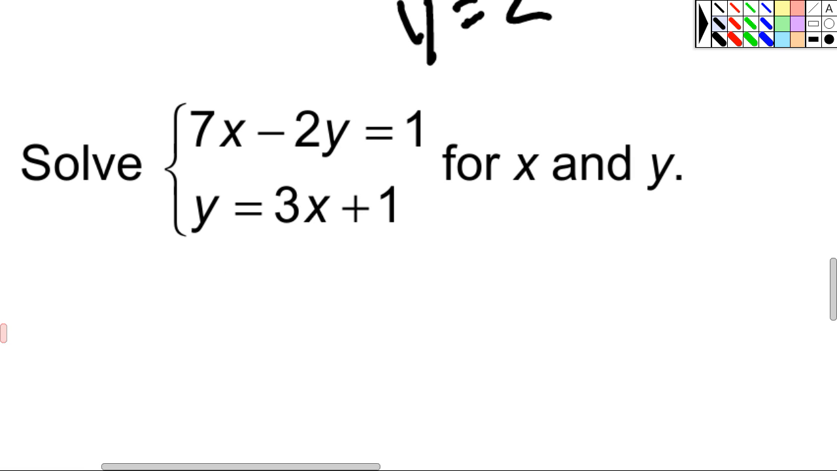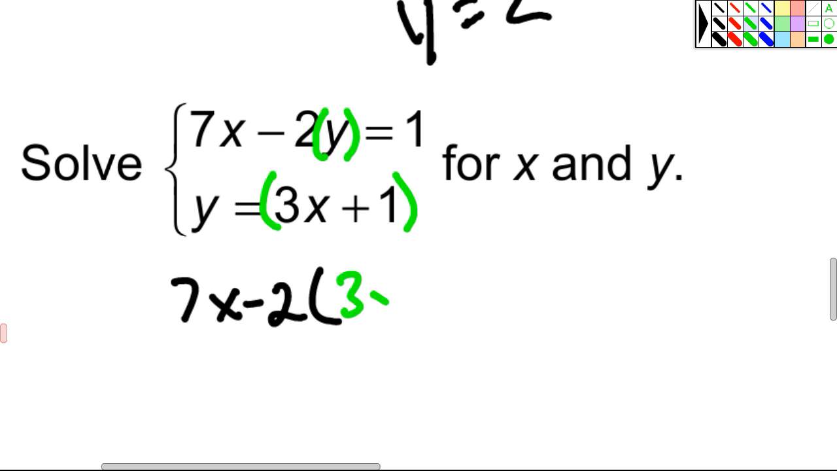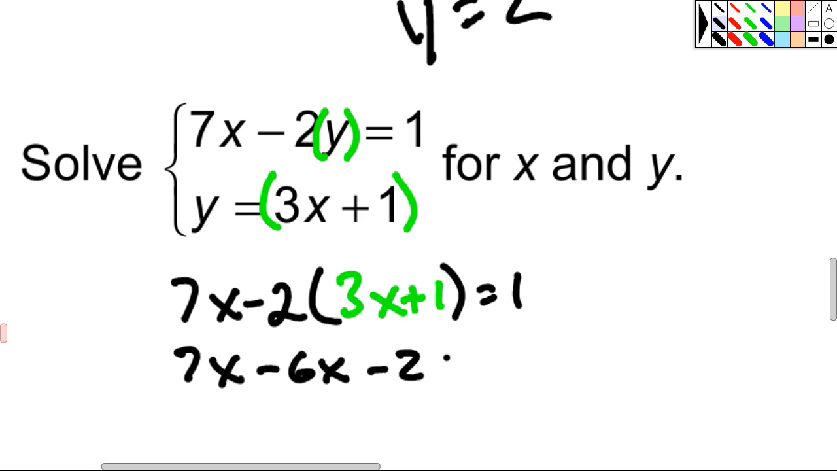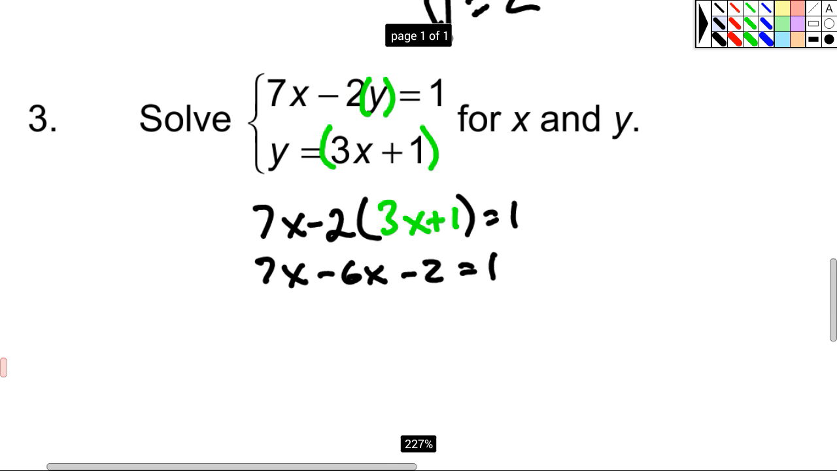Another one here. Y is already by itself. Why not just substitute that in there? Another way of saying y is 3x plus 1. So every time I see y, I'm going to plug in a 3x plus 1. So 7x minus 2 times 3x plus 1 equals 1. Distribute. 7x minus 6x minus 2 equals 1. Then we get x equals 3.